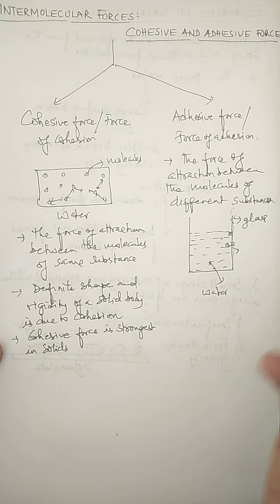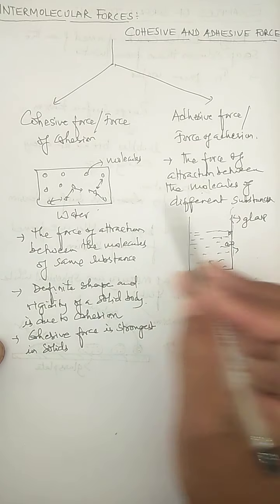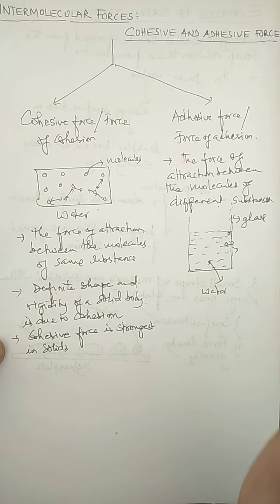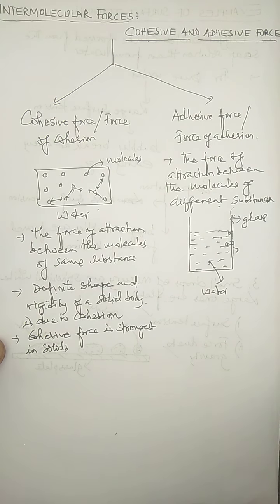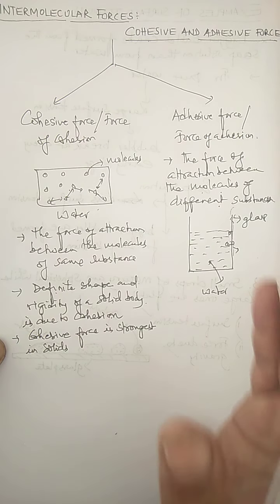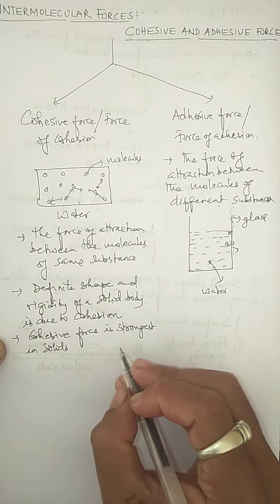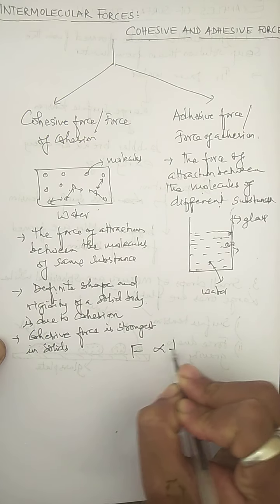Then the next thing that we need to learn about these two forces is that we can compare them with the gravitational force. Yes, children, you know gravitational force, the force of attraction between two bodies of masses. Now these two forces, cohesive force and adhesive force, are completely different from the gravitational force, because these two forces do not obey the inverse square law. Whereas the gravitational force, as you have learned, obeys the inverse square law, meaning F is proportional to 1 by r square.